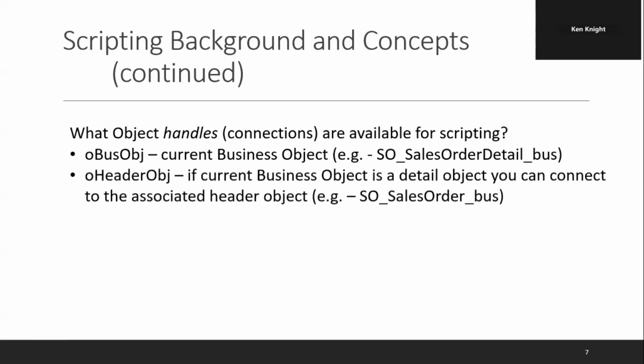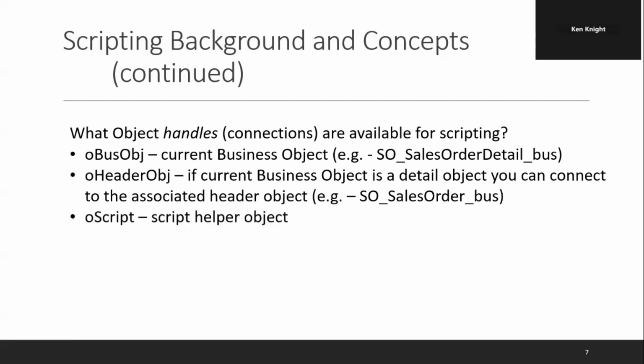As I had mentioned earlier, when you're scripting through the user interface, you get some things for free. One of the things that you get for free is, if your current business object is a detail object like the sales order detail, you get a connection automatically to the associated header object. So you have your oHeaderObj. In this case, if I'm on the sales order detail, this gets me to the header of the sales order.